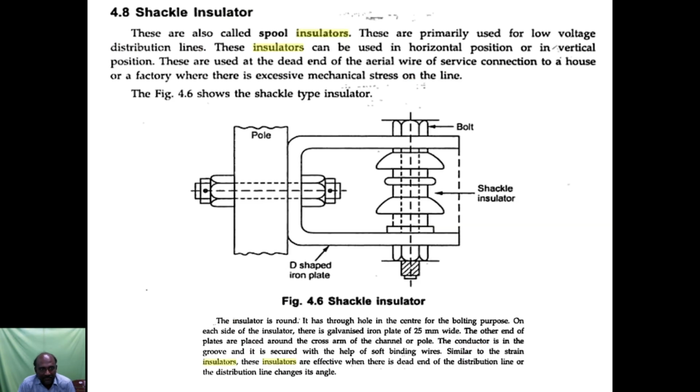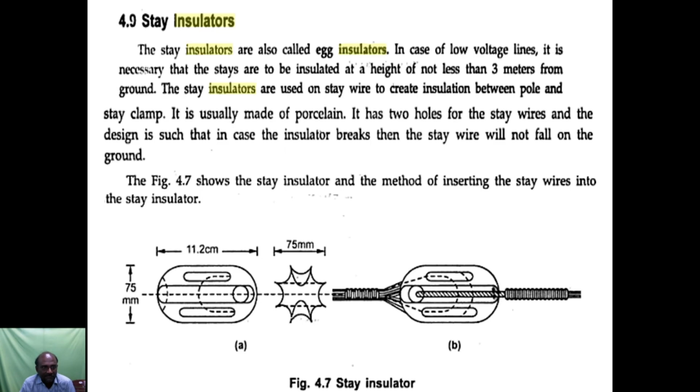Shackle insulators, also called spool insulators, are primarily used for low voltage distribution, normally on secondary distribution. Stay insulators are also called egg insulators. In the case of low voltage lines, it is necessary that the stays are insulated at a height of not less than 3 meters. In those cases, we can use these stay insulators.